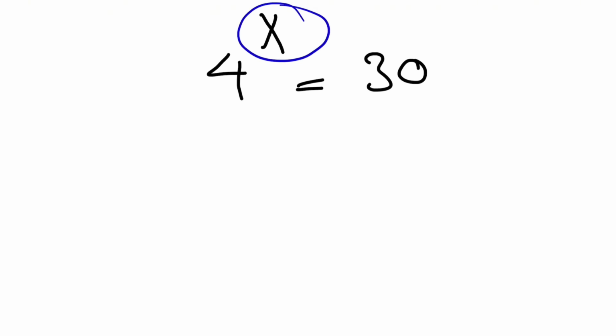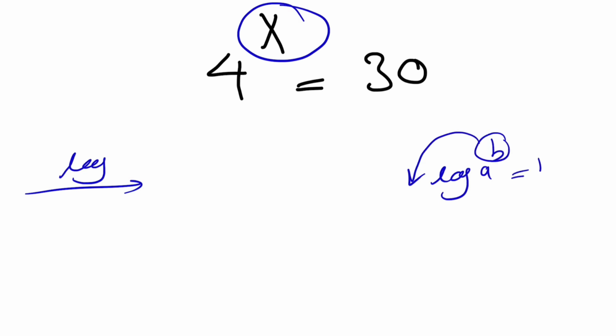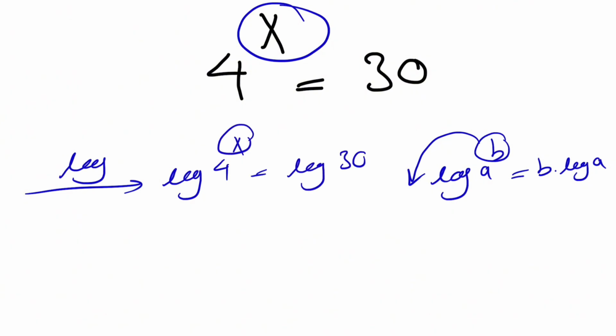The common way for these kinds of questions is that we're going to take the logarithm on each side of the equation, and from the laws of the logarithm, we know that when we have the log of a to the power of b, this b likes to go in front of the log, so it will be b times log of a. So we're going to use that in here. Basically, we have log of 4 to the x is equal to log of 30, and there we go.